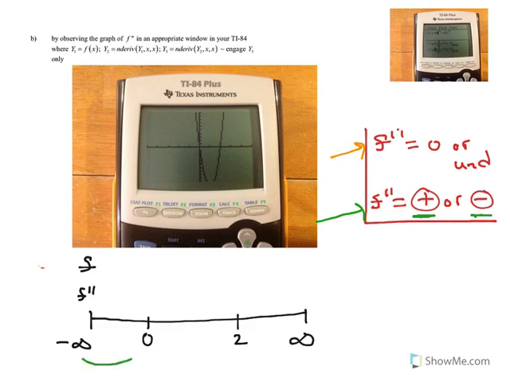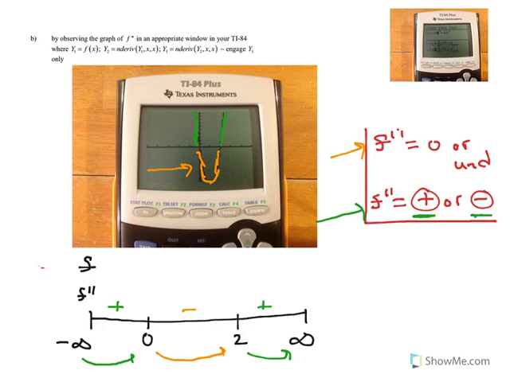So from negative infinity until we get to 0, all the values on the graph are above the x-axis, so those are all positive y values. From 0 until we get to 2, all your values on the graph are below the x-axis, so those are all negative y values. And then from 2 to infinity, all the values on f double prime are positive y values. So that's going to be positive.